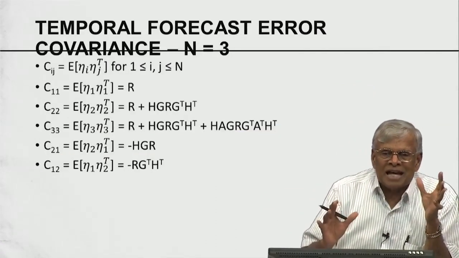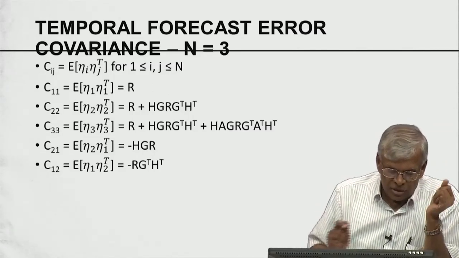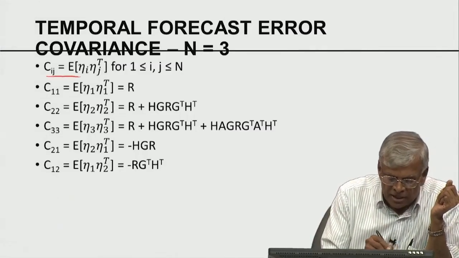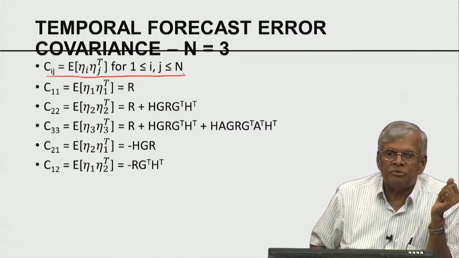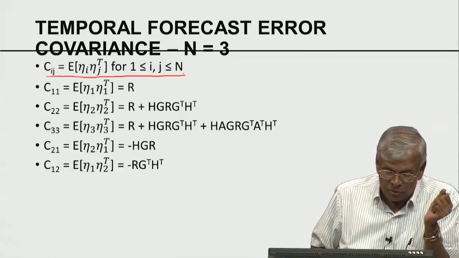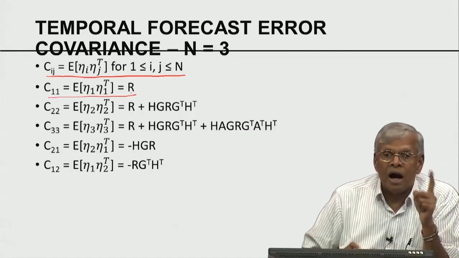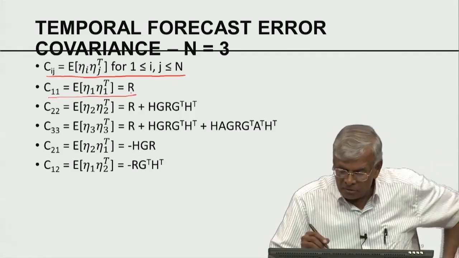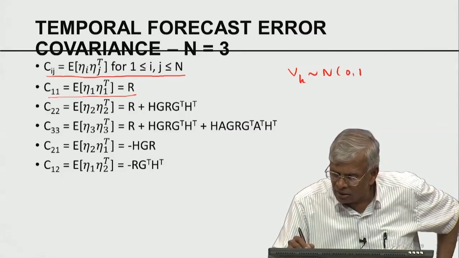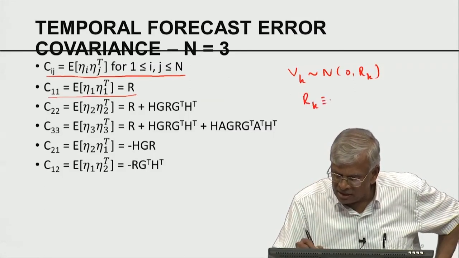A simple exercise in statistics, computation of correlation, tells you Cij, which is the correlation between errors at time i and errors at time j, is given by the expected value of eta i eta j transpose. In the case when n is equal to 3, C11 is given by R. What is R? Please go back now: Vk is equal to noise of Rk. It is generally assumed Rk is identically equal to R.